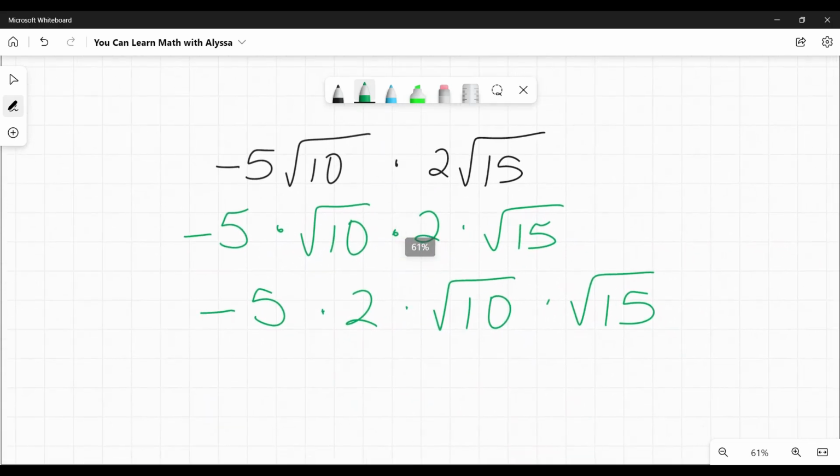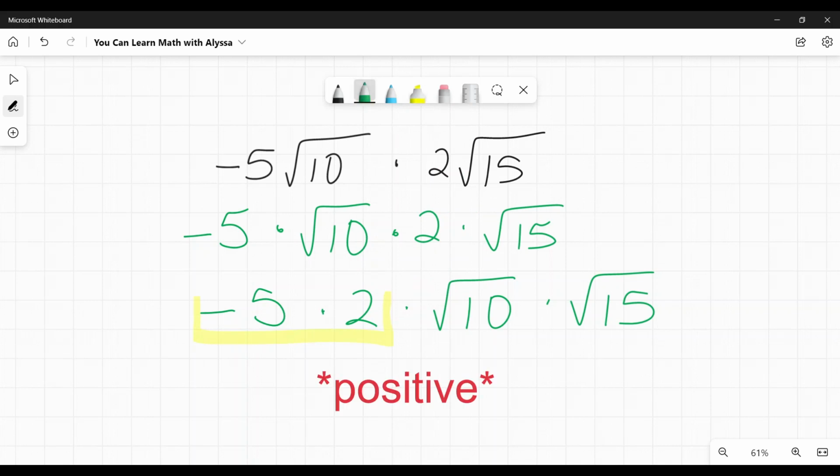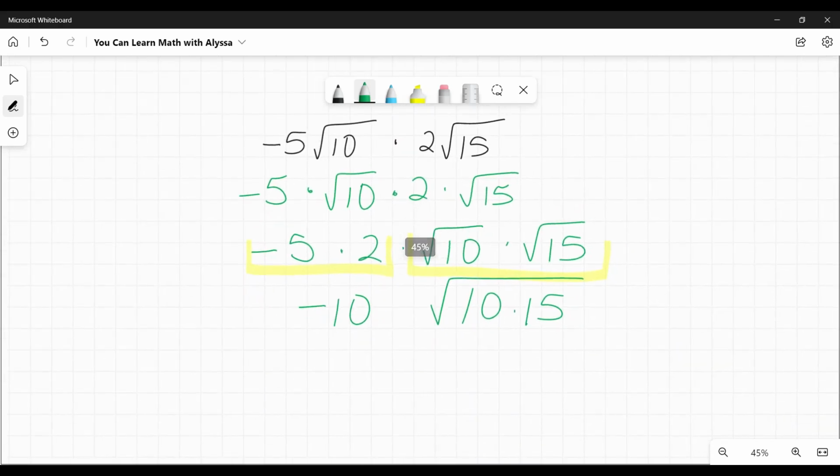So now, hey, I can multiply -5 times 2, and that gives me -10. And as we've just said, these both have the same radical. They are both square roots. So I can rewrite this as square root of 10 times 15. Okay, so next step, 10 times 15 is 150. Now I've just got a single number and I have a single square root. Am I done altogether? No, I haven't checked to see if it's simple. I need to simplify it.